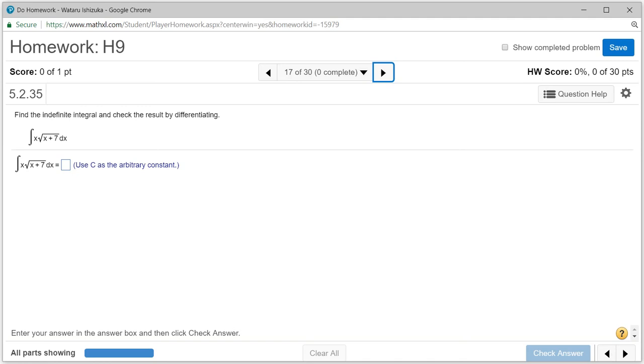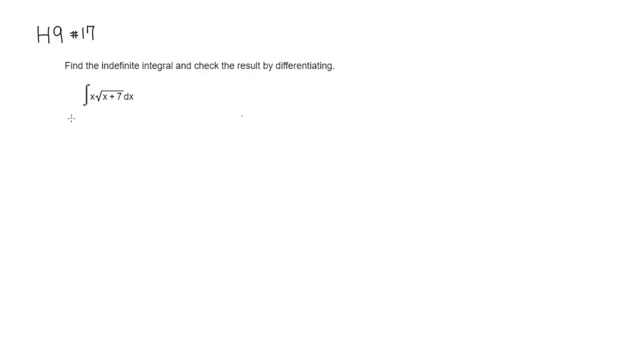All right, let's look at homework 9, problem number 17. Let's evaluate this indefinite integral here. We're going to let u be x plus 7.